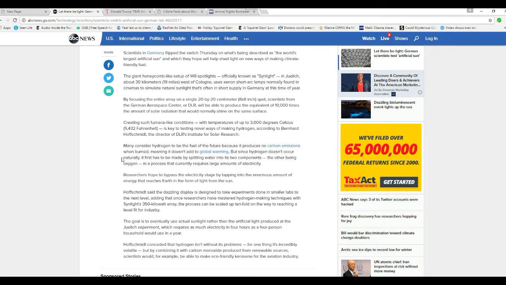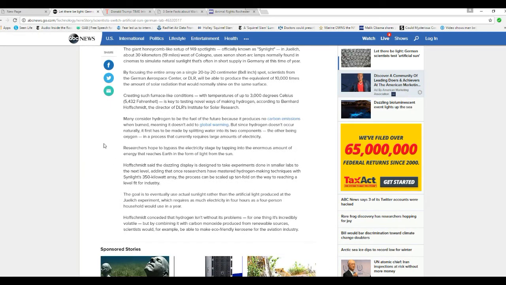But since hydrogen doesn't occur naturally, it has to be made by splitting water into two components, hydrogen and oxygen. The process currently requires large amounts of electricity. Researchers hope to bypass the electricity stage by tapping into the enormous amount of energy that reaches Earth in the form of light from the sun.